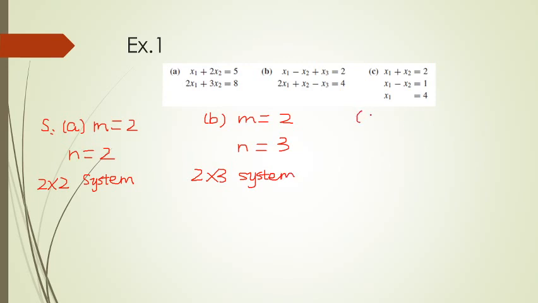And then part C. What are the values for m and n? How many equations do we have? Three, of course, right? We do have three equations in part C. Be careful. And how many variables? Two variables. So this one is called a 3 by 2 system. But we should be careful of all those systems.